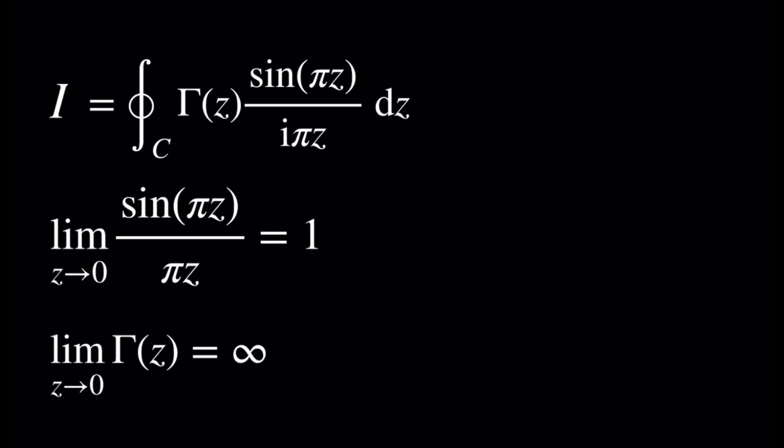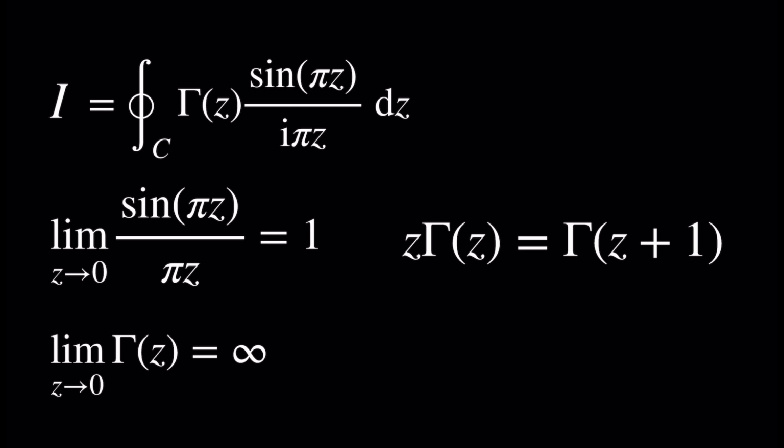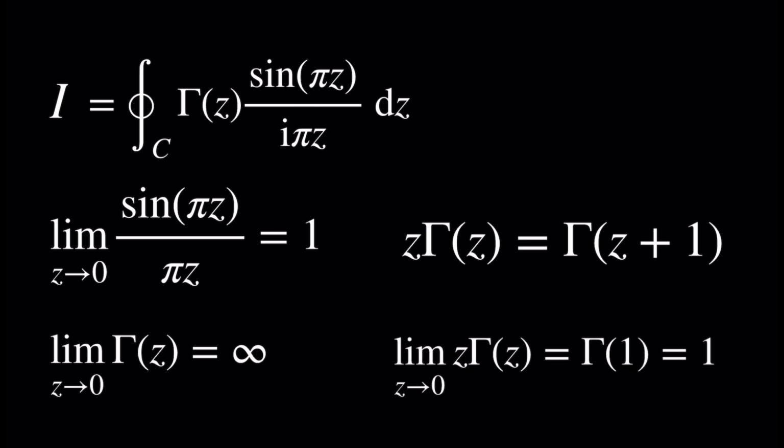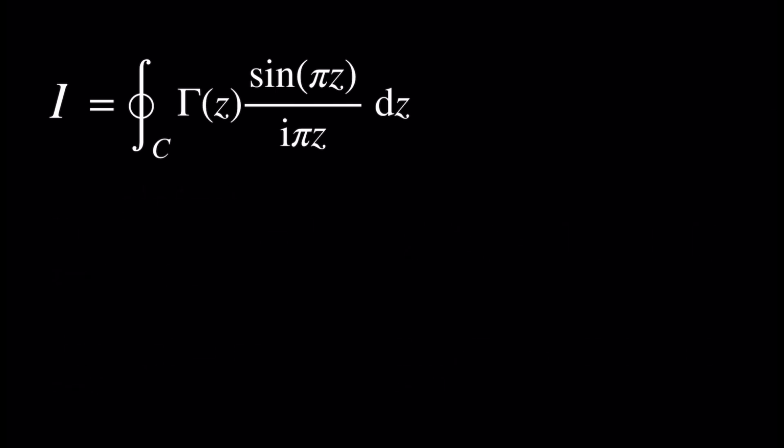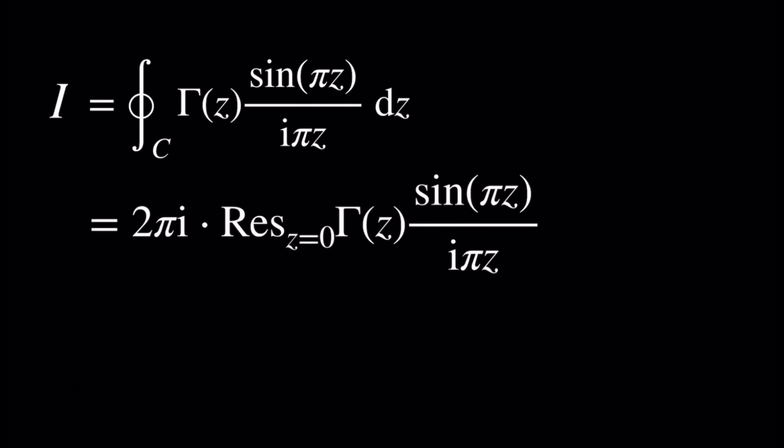However, if we look at the product z times gamma of z, it is equal to gamma of z plus 1. So if we take the limit of z times gamma of z as z tends to 0, we get gamma of 1, which is 1. So we have a simple pole at z equals 0 for the gamma function. Now, because of that simple pole, if you apply the residue theorem or Cauchy's integral formula, we get that I is equal to 2 pi i times the residue of the integrand at z equals 0.